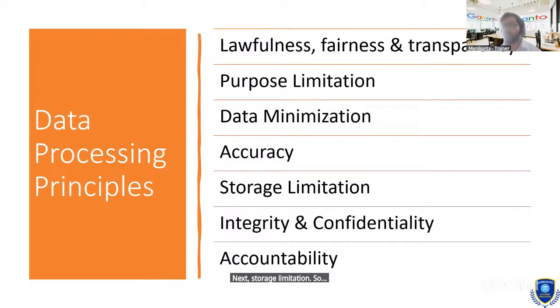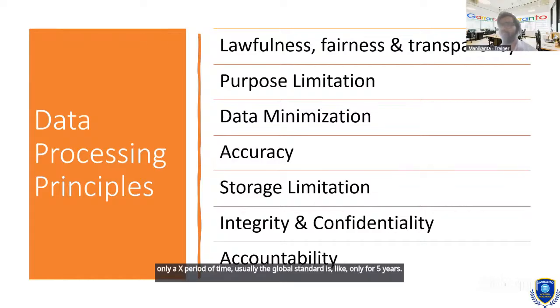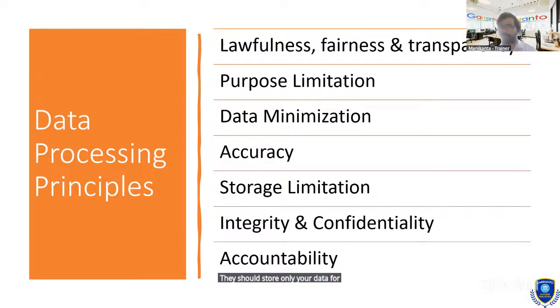The moment it is collected, you have to retain it for only X period of time. Usually the global standard is only 5 years. So if you are ordering a product online, they should store your data for only 5 years. That is called your past history, order history. Certain companies do it for 10 years. Unless there are criminal charges against you, they should not store the data for a longer period of time. So that is storage limitation.